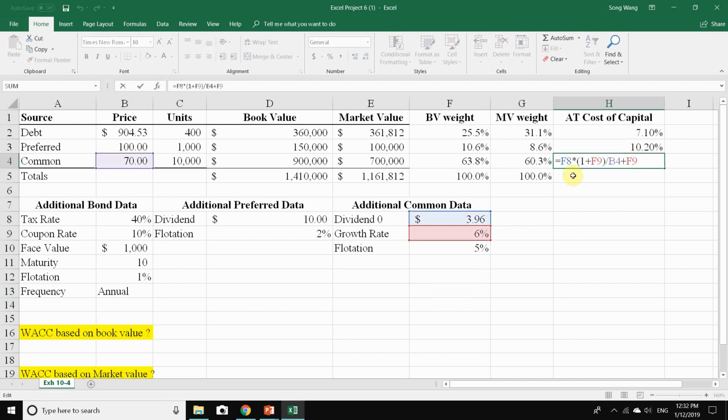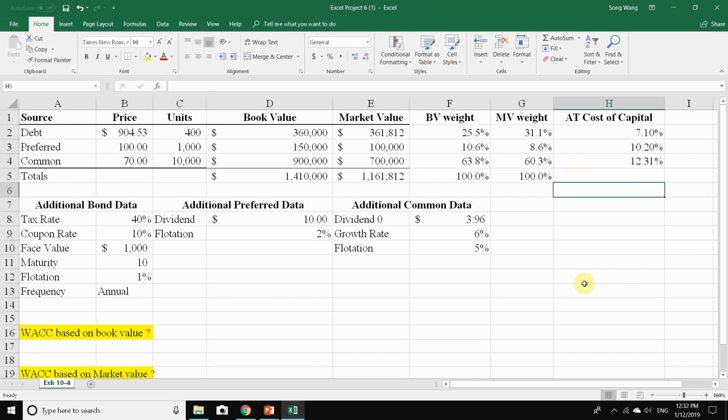All right, and don't forget, the company is not getting the full price of $70 which the investors are paying, but instead the company is getting only 95% of the full price. So you have to apply this 5% flotation cost in there. Before is where you put the price, so the company is getting the after-flotation portion of the price. So you need to apply 1 minus the 5% flotation cost there, and don't forget to apply the set of parentheses to make sure you get the after-flotation price. Okay, so let me decrease the decimal. Okay, 12.31%.